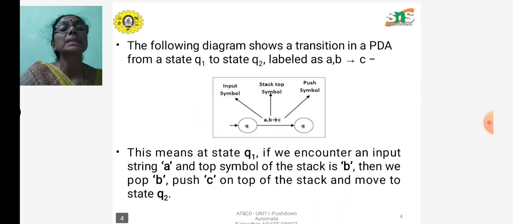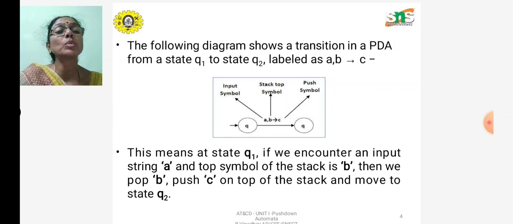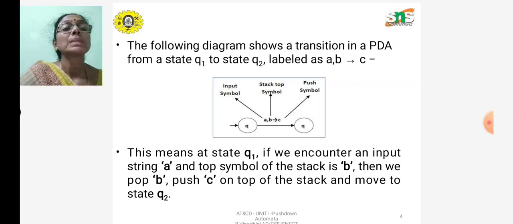The transition in the pushdown automata means, for example, we have an input symbol a, and a comma b tends to c is the transition from one state to another state. So a is the input symbol, b is the stack top symbol, and c is the symbol that is going to be pushed. This is the transition in the pushdown automata.